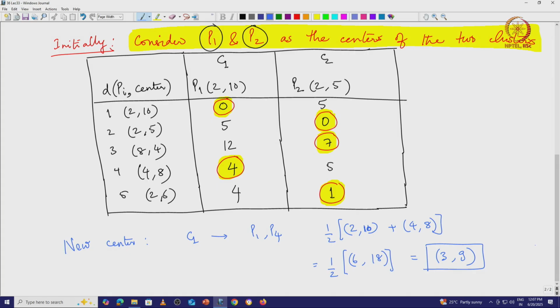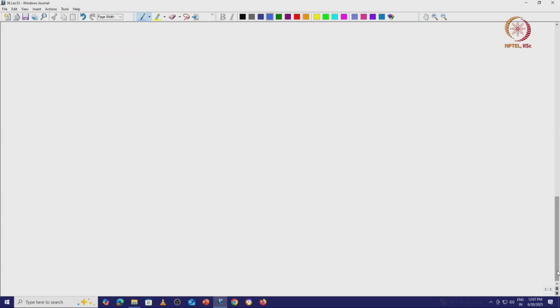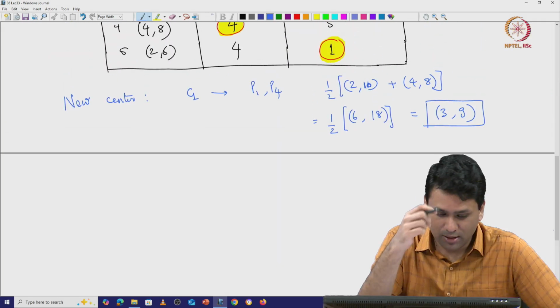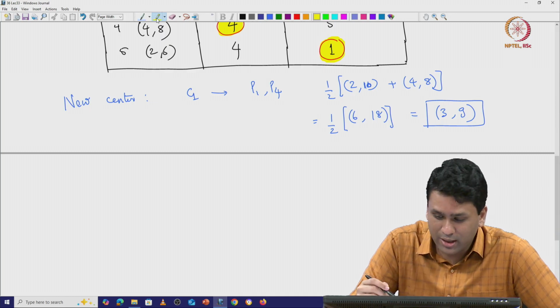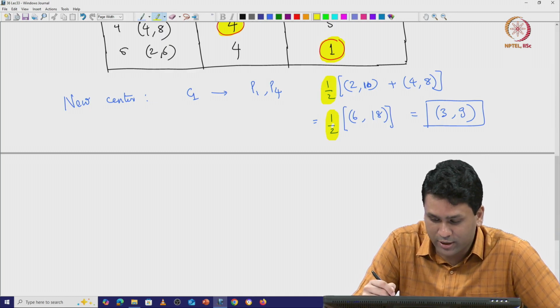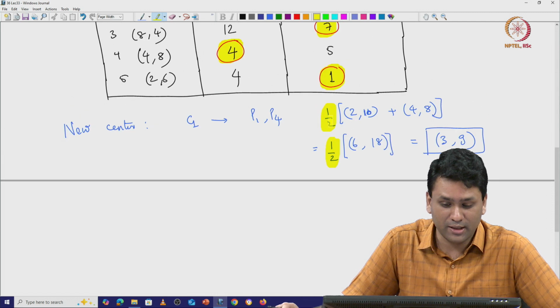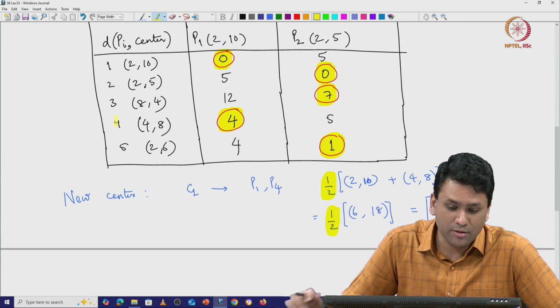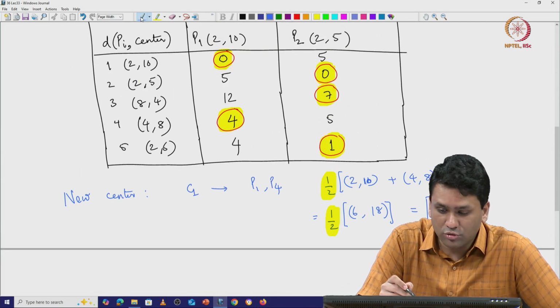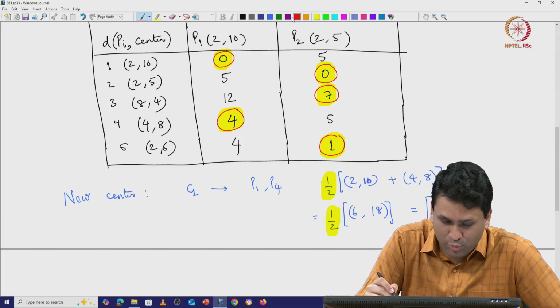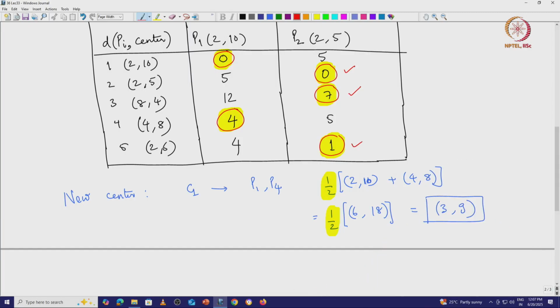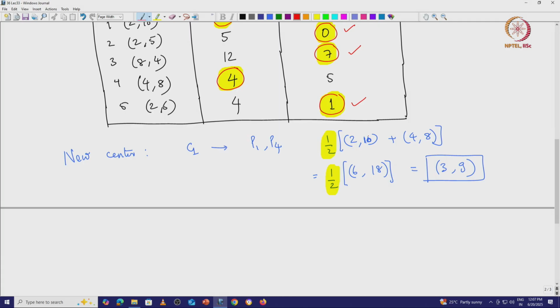Earlier we had assumed the cluster centers to be just P1 and P2. Now the center of the C1 cluster is actually 3 comma 9, which is obviously different from 2 comma 10. Alright, so that is the center of cluster 1, and see here that we have divided by 2 because there are 2 points in cluster 1, only points 1 and 4. Now if you come to cluster 2, then there are 3 points here, point 2, point 3 and point 5. So the centroid is going to be defined based on that.